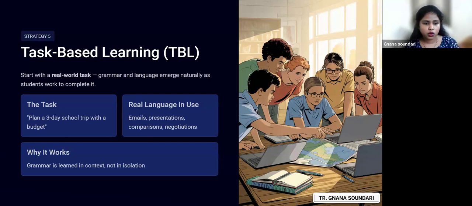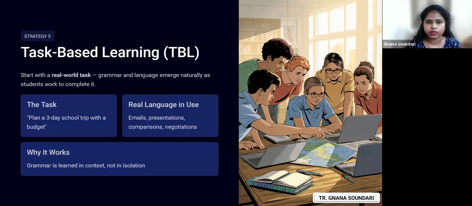So what is task-based learning? Strategy 5 is all about, if you are teaching any grammar topic or whatever it is, ask them to sit in a group. Simple. Grammar and language emerge naturally as students work to complete it. For example, the task is planning a 3 day school trip. Ask them to plan a 3 day school trip based on a budget. So here they will discuss together, and they will be using all the grammar techniques.